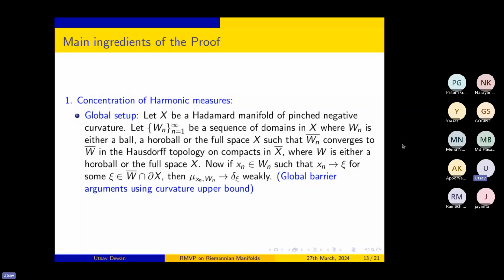So now we can construct global barrier functions on the negatively curved manifold using the upper curvature bound. Recall that the sectional curvature was assumed to be less than or equal to minus a square. Using that a, and doing some basic comparison results, one can explicitly construct some global barrier functions. And then again, one can estimate the harmonic measures. So this was the first ingredient, that is, concentration of harmonic measures.